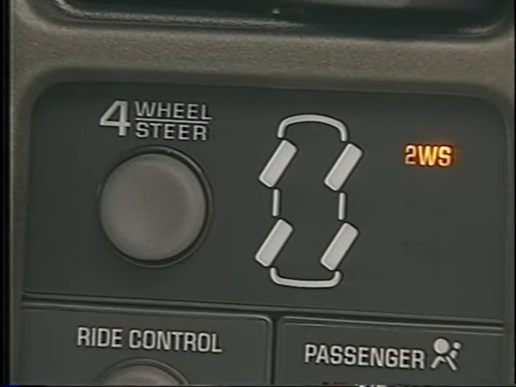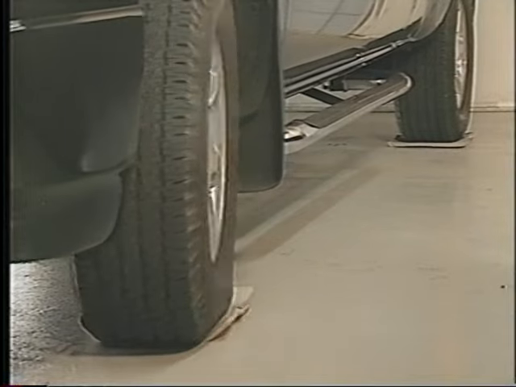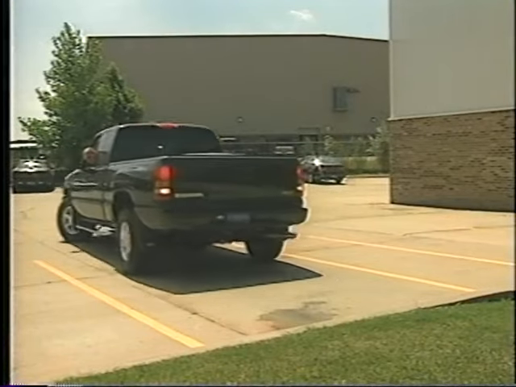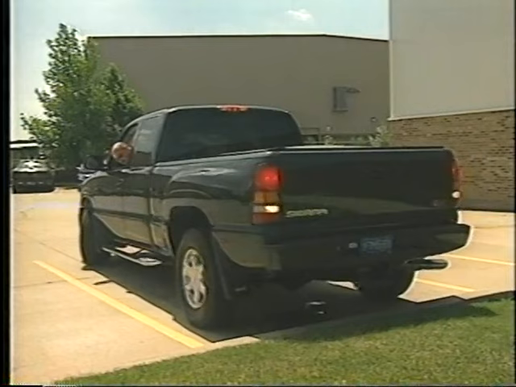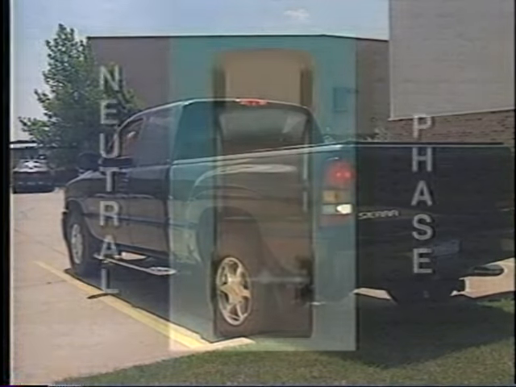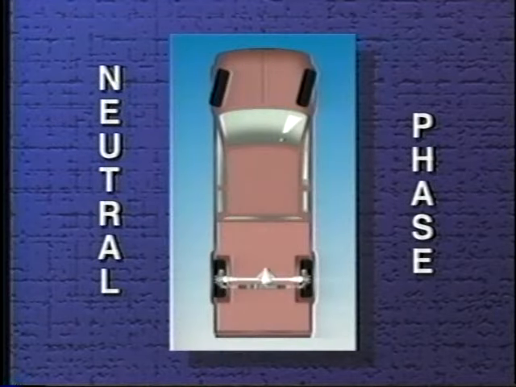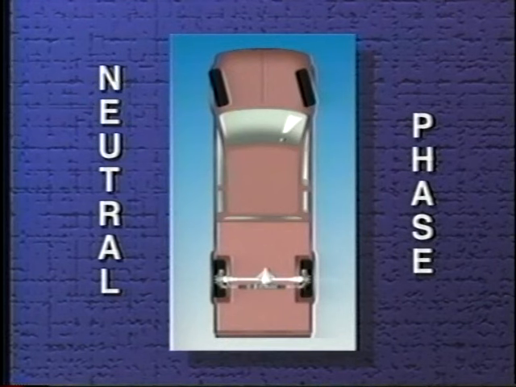I'll go ahead and take a look at another video here to give you a little more detail about what's going on. With the mode select switch in the 2-wheel steer position, the rear wheels are locked in the straight ahead position, and the vehicle steers and operates in the same manner as a normal 2-wheel steering vehicle. This normal 2-wheel steering is also called neutral phase. The rear wheels do not move relative to the front wheels.